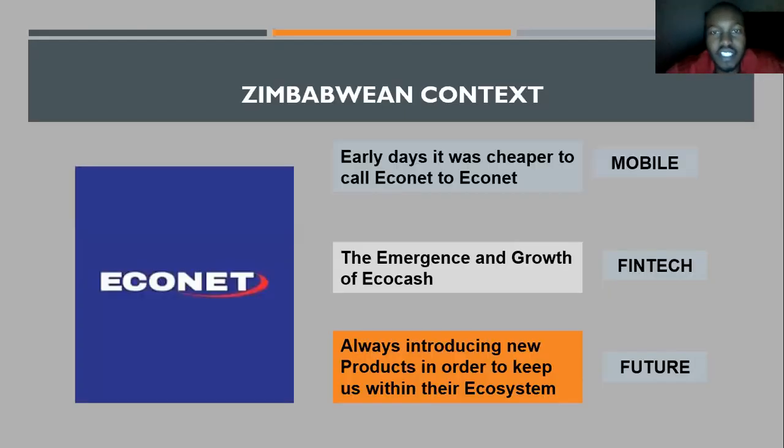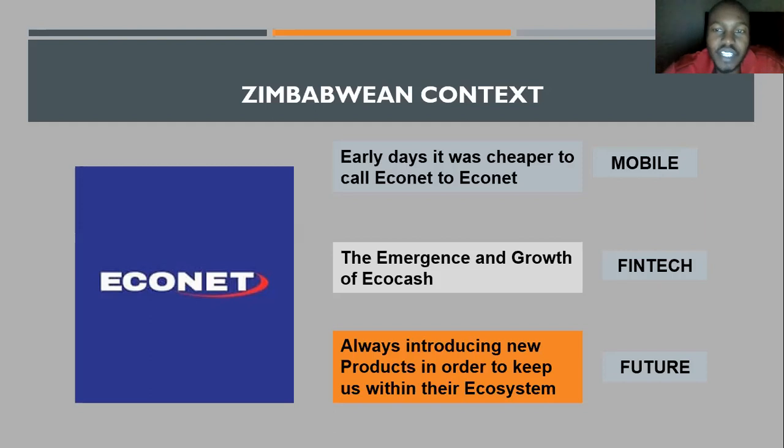In the Zimbabwean context, you can easily use Econet to describe this. Econet, when they first came out in the early days, it was cheaper to call Econet to Econet. So what would happen is the father of the house gets an Econet mobile, and then his wife gets Econet. The children get Econet. So everyone is now using Econet. The network is working there. So everyone is Econet, and they become reluctant to change. But with time, it became easy to number port. So that defensibility went away.